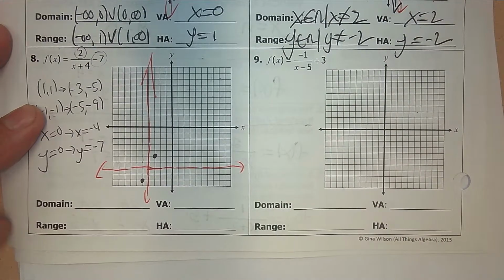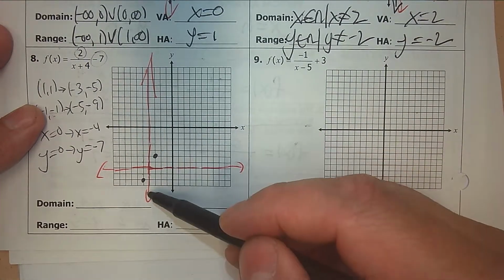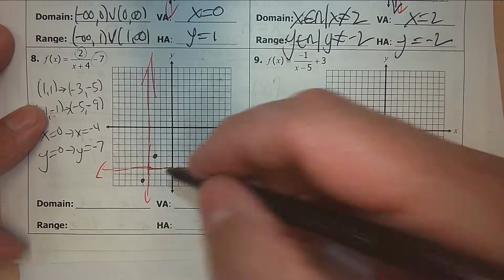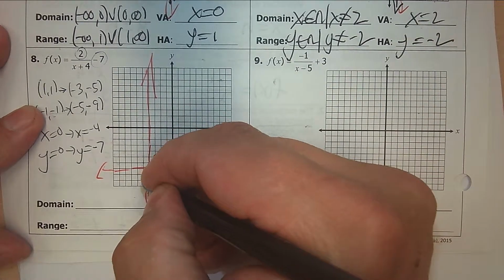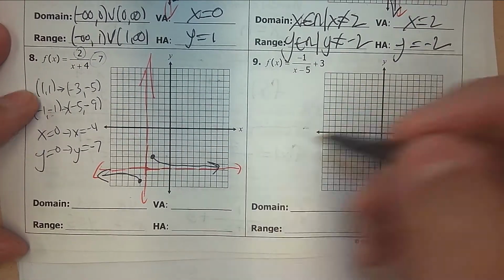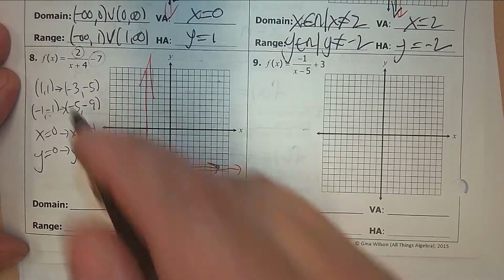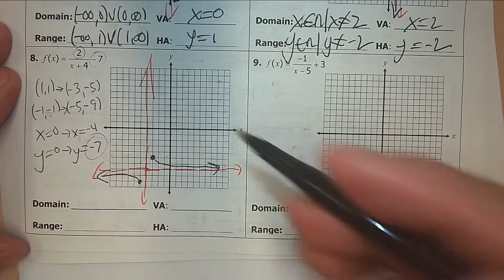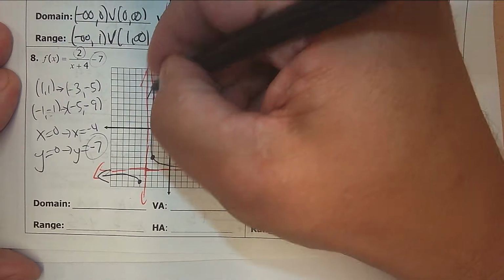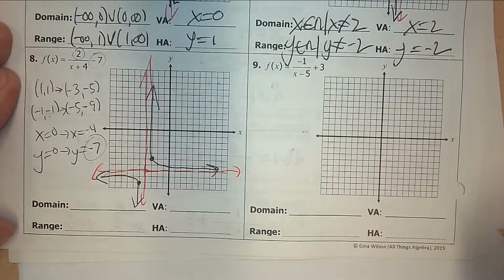Notice that, again, one point's above, one's below, one's to the right, one's to the left. The end behavior is the horizontal asymptote. So the right end behavior and the left end behavior is the horizontal asymptote. -7 is the end behavior. And then the one that's above goes to infinity, and the one that's below goes to -infinity.